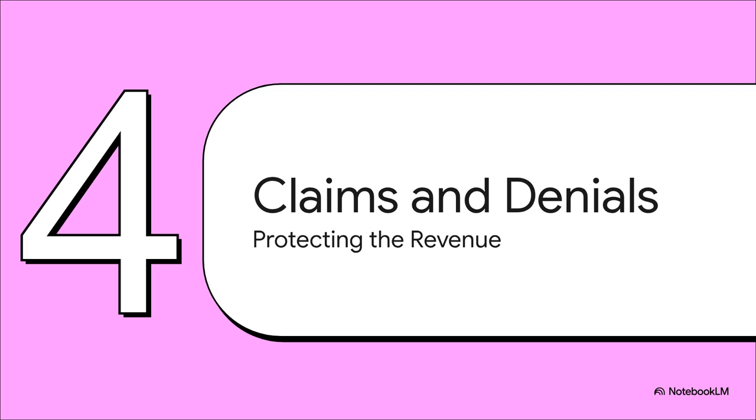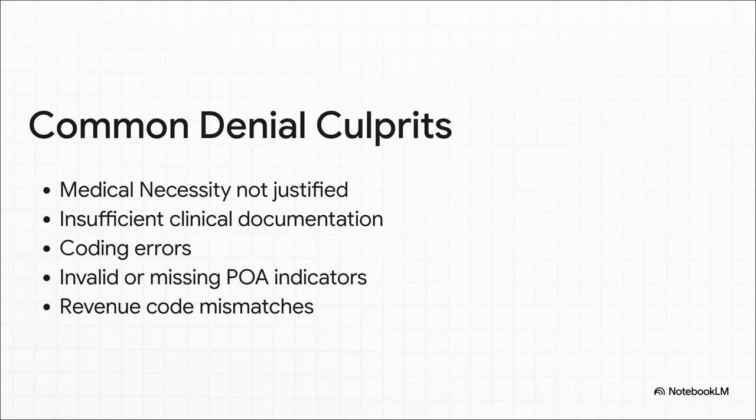Next up, Section 4, Managing Claims and Denials. This is all about protecting the revenue. When a high-weight inpatient claim gets denied or downcoded by a payer, it's usually because of one of these common culprits. Maybe the medical necessity for the inpatient stay just wasn't clearly justified. Maybe the clinical documentation was too weak to support the MCC. You could have coding errors like a mismatched diagnosis and procedure. Sometimes POA indicators are missing or invalid, which triggers an automatic rejection, or the revenue codes from the billing department simply didn't align with the clinical codes.